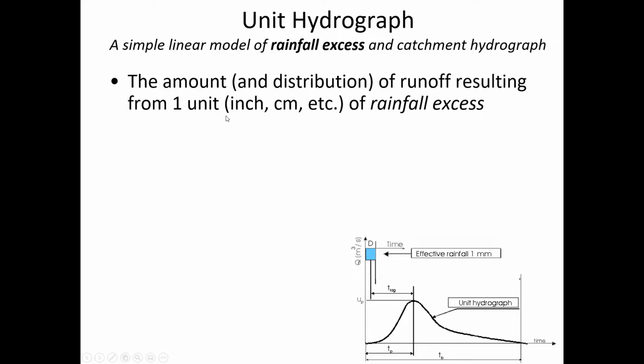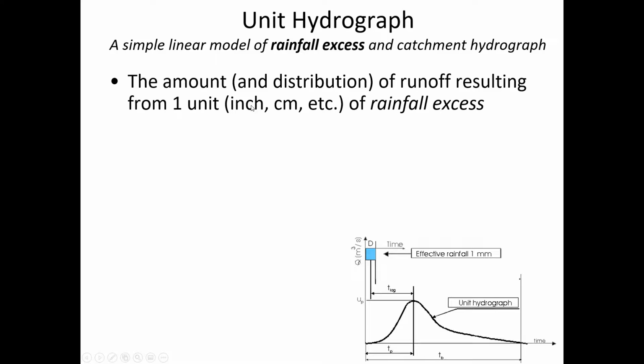So if we had that 1 inch of rainfall excess distributed during a 1-hour time period, what we could do is put a pulse of rainfall into the watershed and then just measure what comes out of it over time. You can see that this is being represented here. Here's our rainfall hyetograph, and it's showing a depth of 1 inch of rainfall excess, and they're calling it effective rainfall.